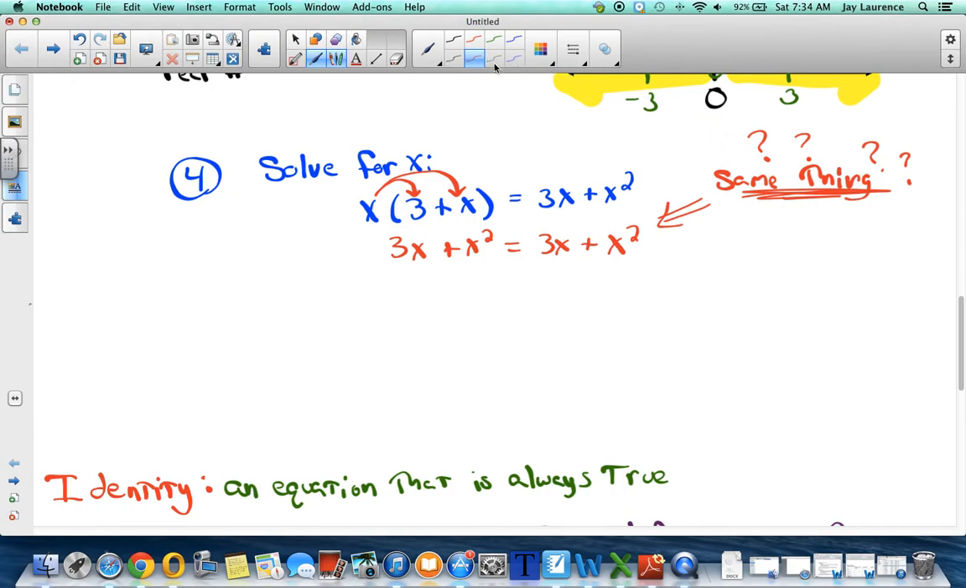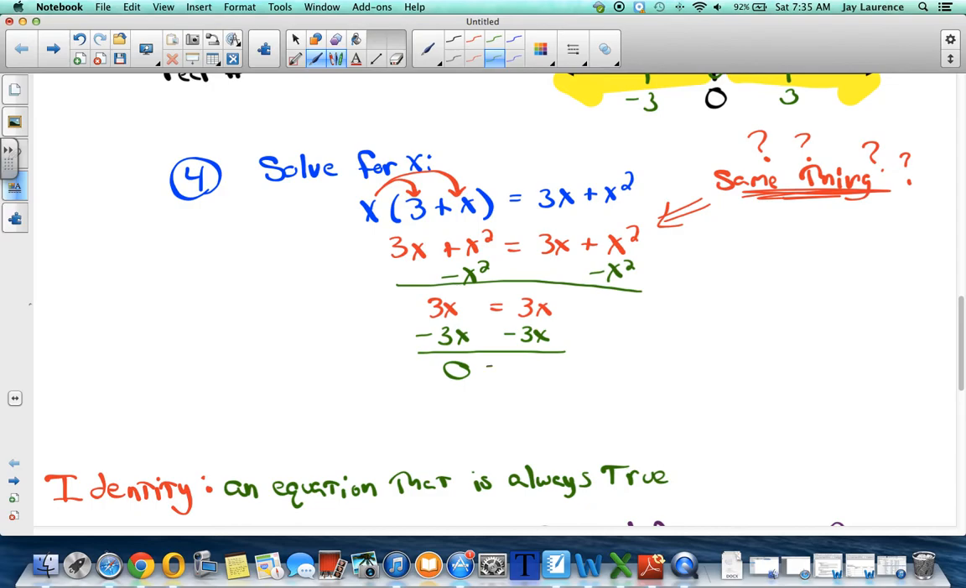Okay. Well, let me do it the slave way, the slave to the equation way. So first thing I'm going to do, I'm going to get rid of these x squares. I don't want x squares on both sides of the equation. I'm going to take away an x squared. When I take away an x squared, I'm left with 3x equals 3x. All right. Now, I don't want x's on both sides of my equation, so I'm going to subtract 3x from both sides.